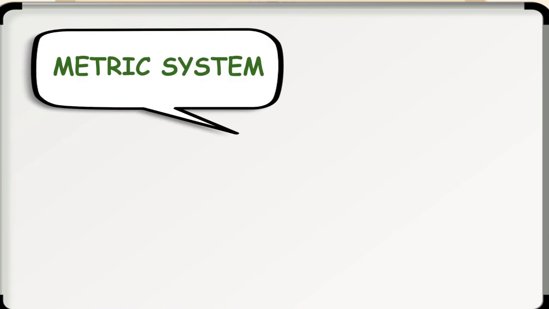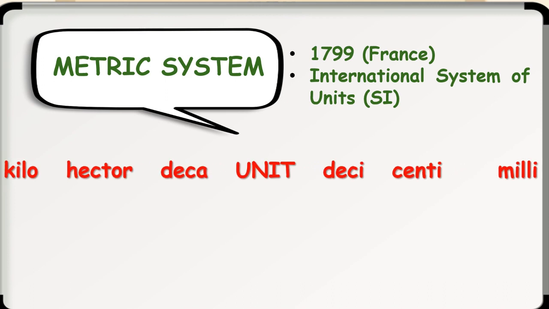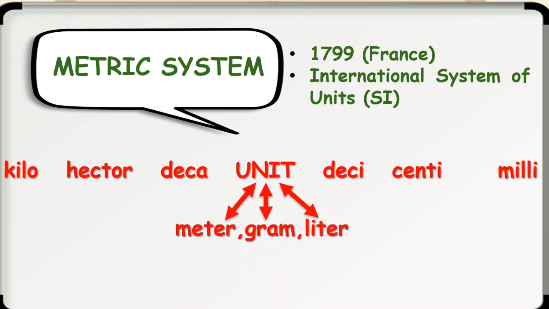Let us talk about the metric system first. The metric system is an internationally agreed decimal system of measurement created in France in 1799. The International System of Units, or SI, the official system of measurement in almost every country in the world, is based upon the metric system. In the metric system, each basic type of measurement, such as length, weight, and capacity, has one basic unit of measure, which are meter, gram, and liter.